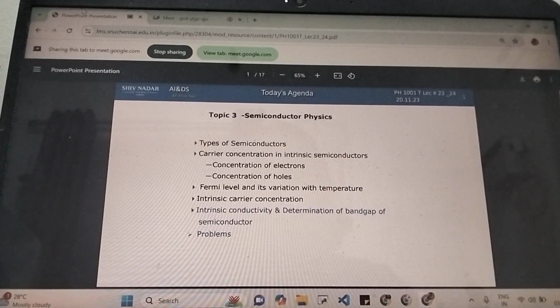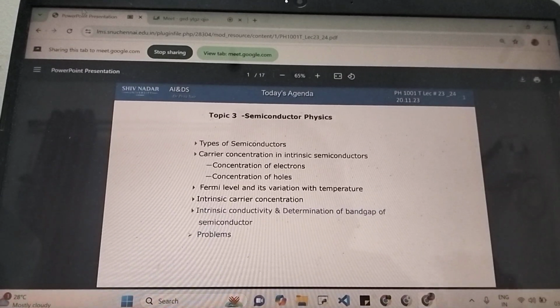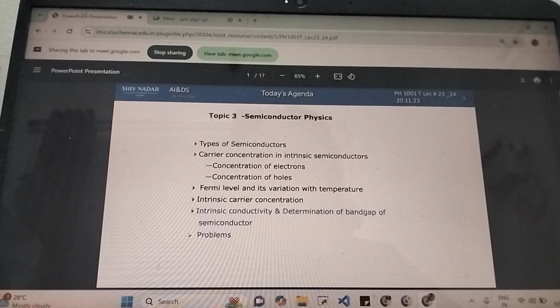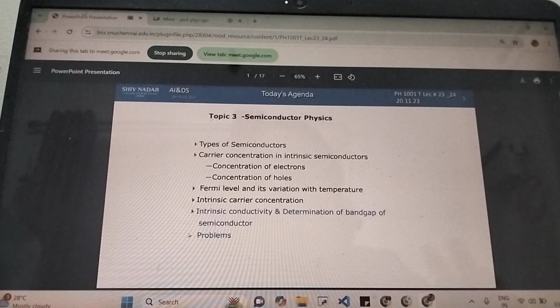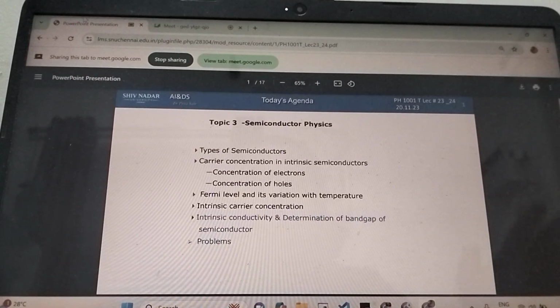So, in today's lecture, we're going to be looking at semiconductors. We'll see a brief introduction to what a semiconductor is. We'll look at the valence band and conduction band, and then we're going to be looking at a couple of simple derivations. So, this is just going to be an introductory class, sort of.